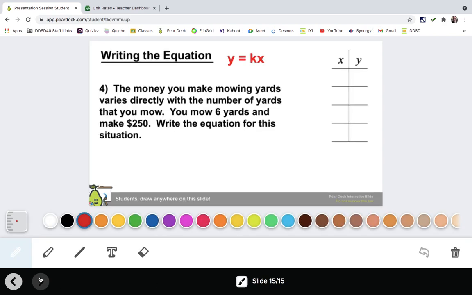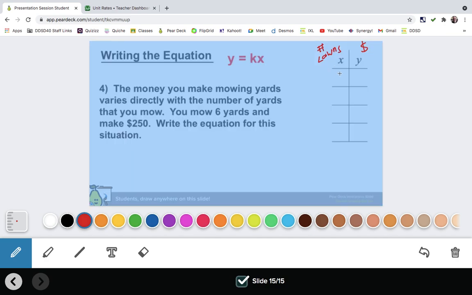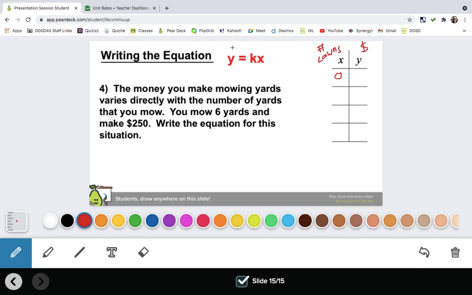And we are going to do 15. So if we get $250 for mowing 6 lawns, let's say that X value is the number of lawns and the Y value is our money. So if we mow 0 lawns, we get $0. If we mow 1, well, we're not sure, or 2, or 3, or 4, or 5, but we do know 6. That's going to be $250.